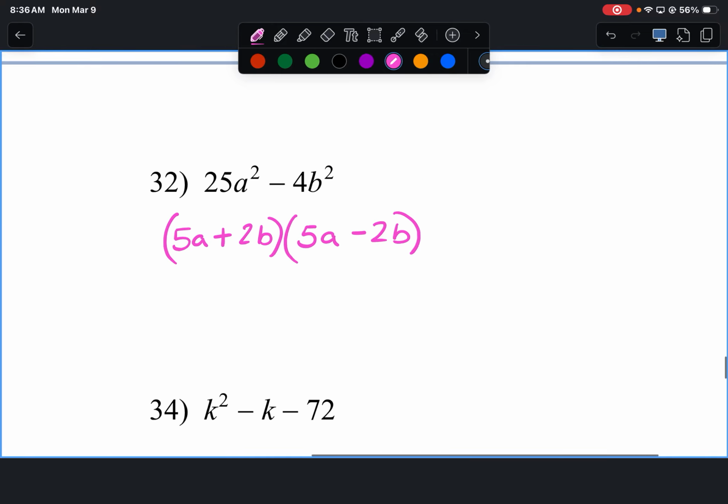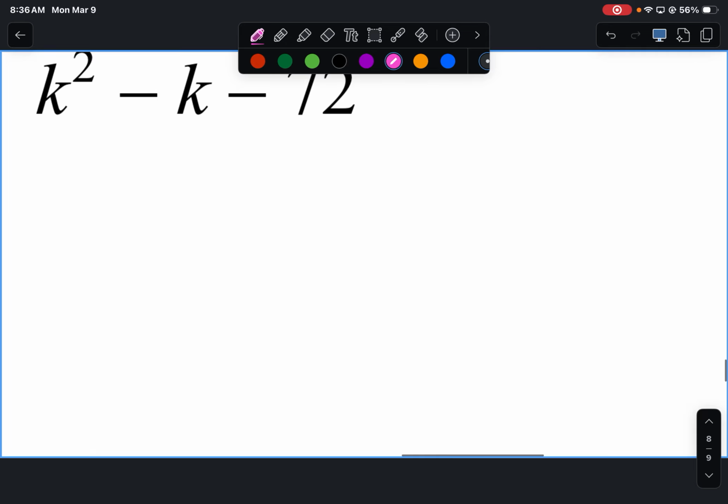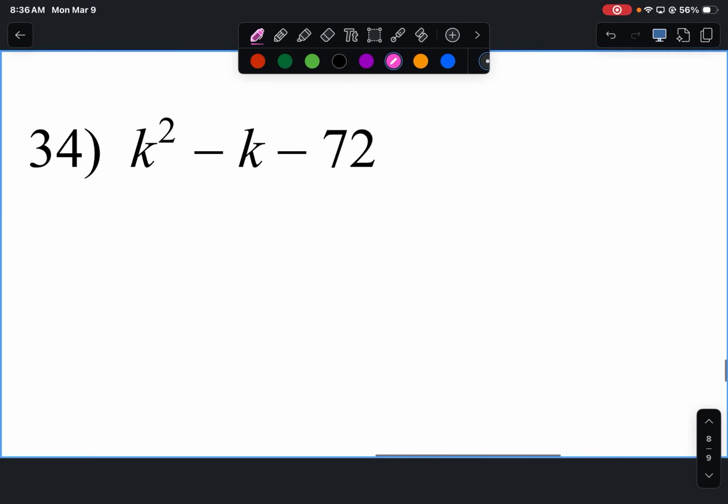All right, for number 34. How many terms is that? 3. Does k squared minus k minus 72 have a greatest common factor? No. Okay, so it is a trinomial. So we have to find our a, b, and c. What is our a? 1. What is b? What is c?